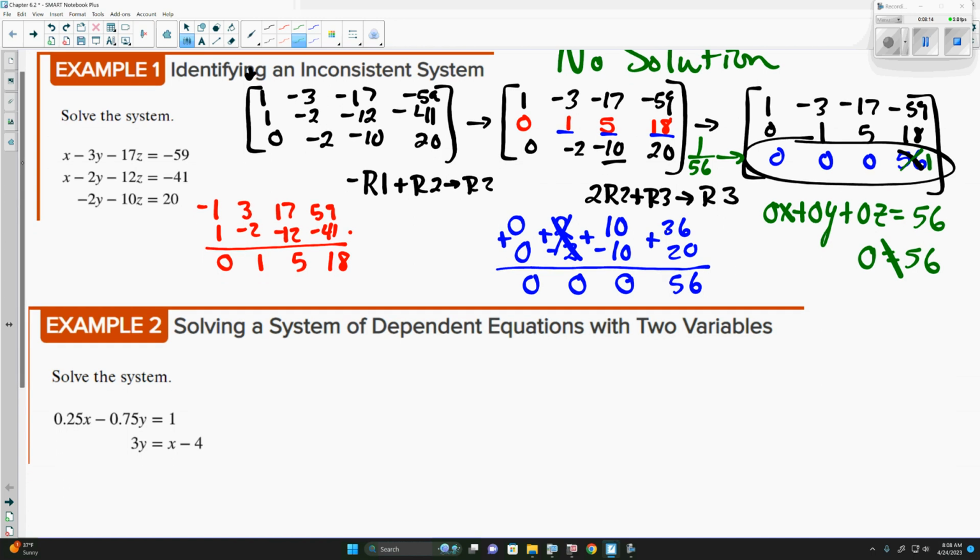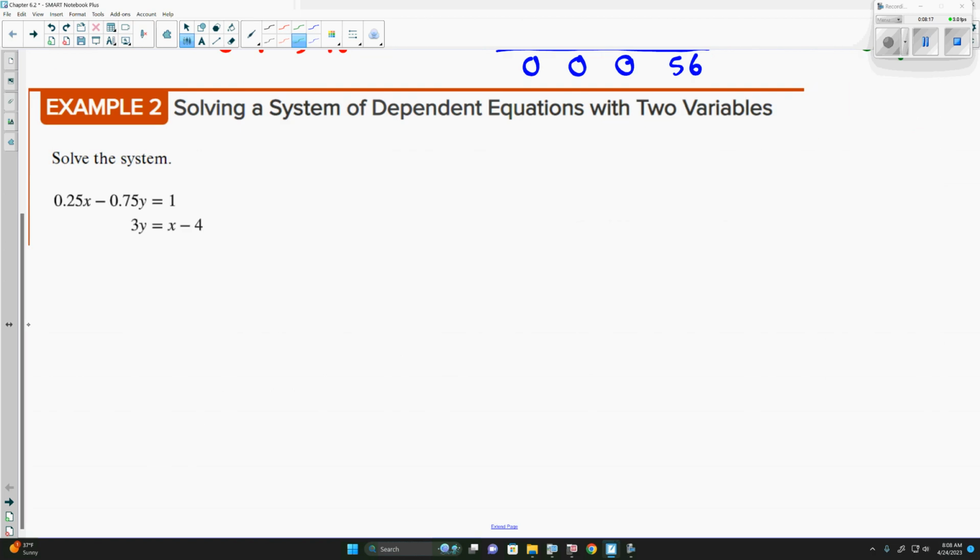Any questions on this here? Solving this one.